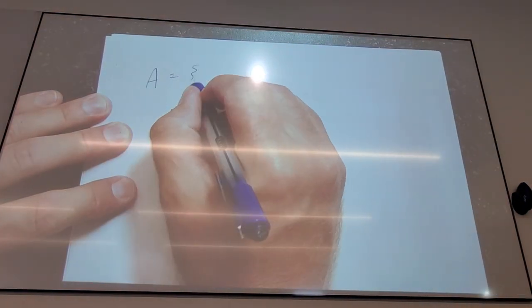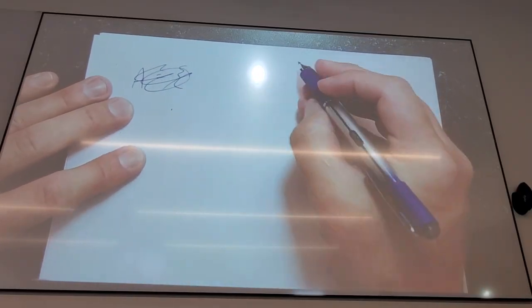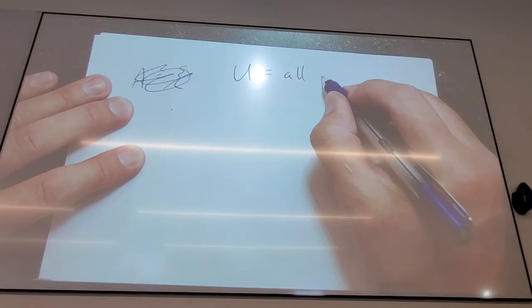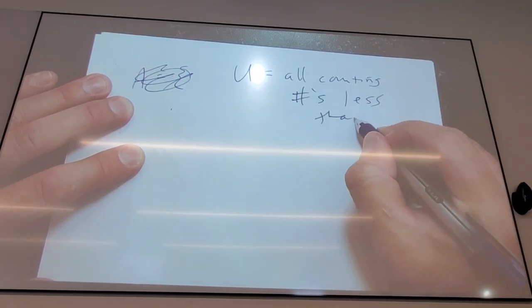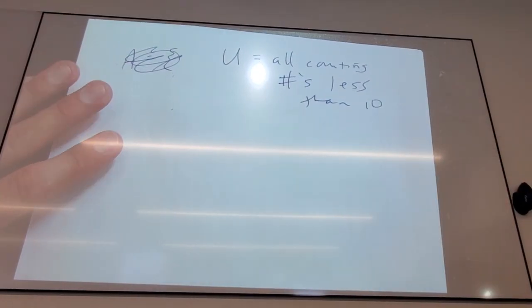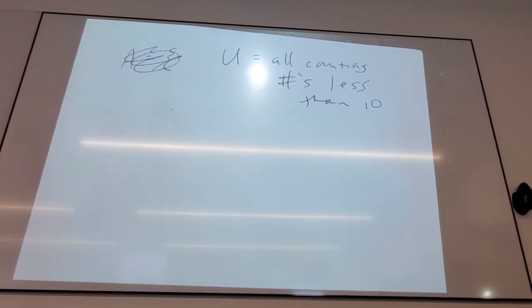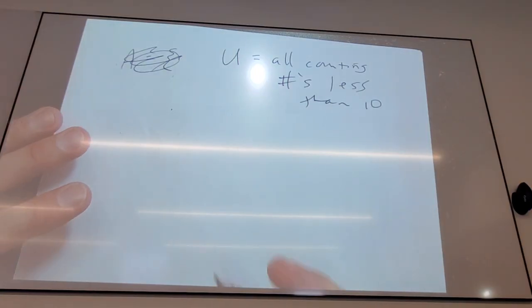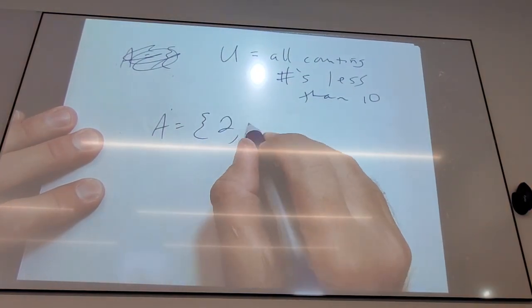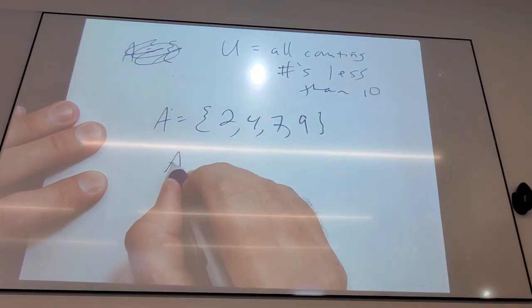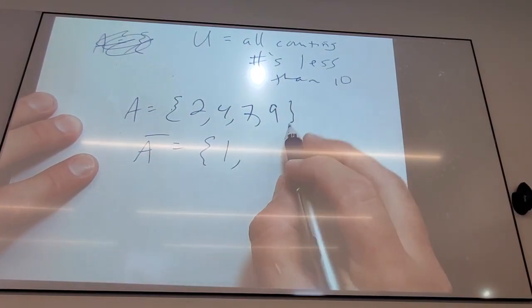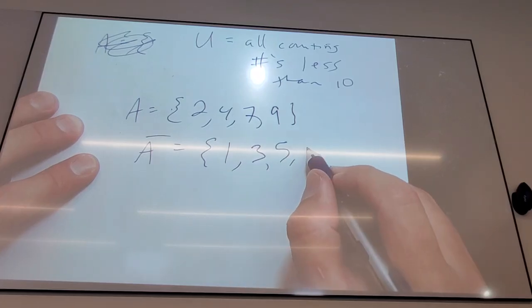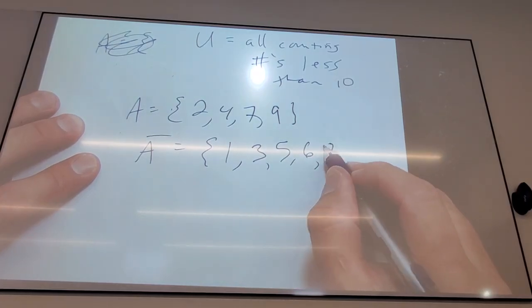So if I say A is, all right, look, let's do it this way. My universe is all counting numbers less than 10. Is everybody with me? So what is my universe? 1, 2, 3, 4, 5, 6, 7, 8, 9. You with me? So if A is 2, 4, 7, 9, what is this? What's not in A? 1, 3, 5, 6, 8. There, that's what that means.